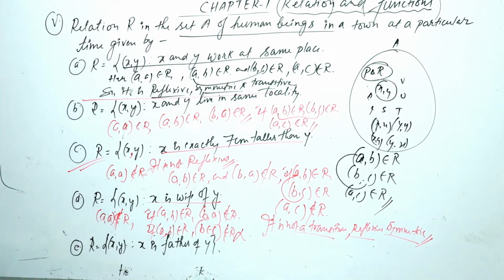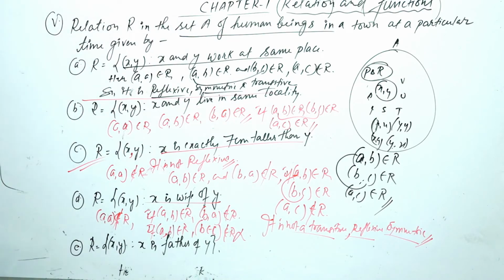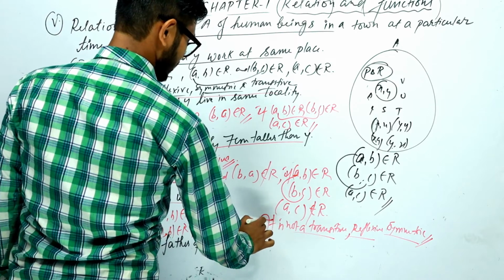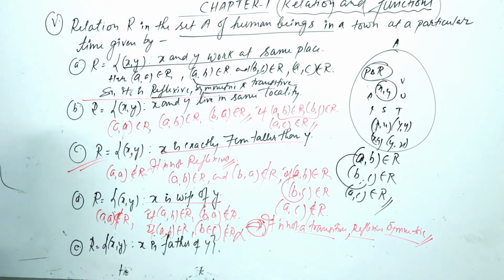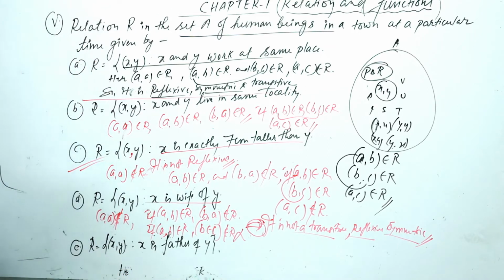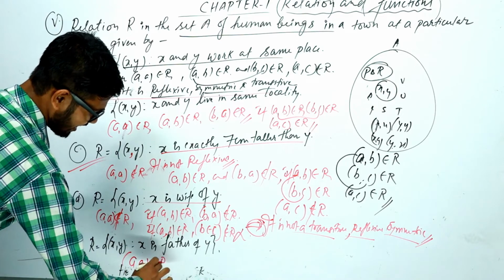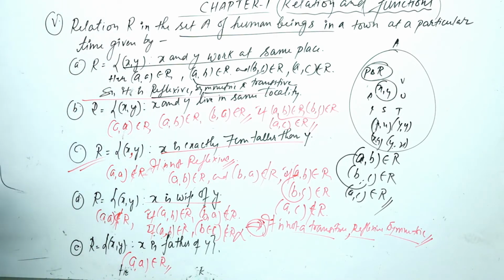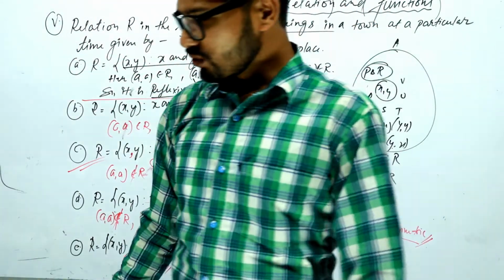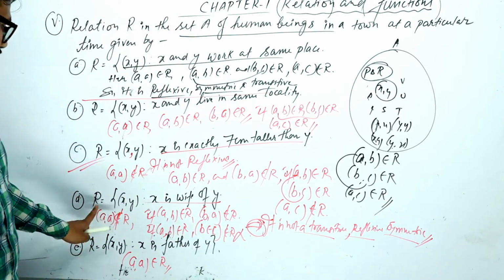So it is the same thing. It is neither reflexive, nor symmetric, nor transitive. So you can write the same thing here. Last question. x is the father of y. Can I say here a comma a belong to R? No. Why? Can a father be his own father? Not at all. Same thing like the previous question.